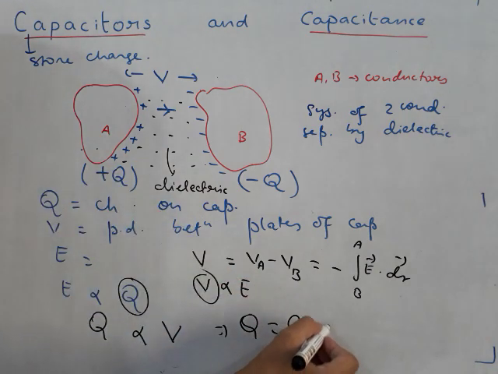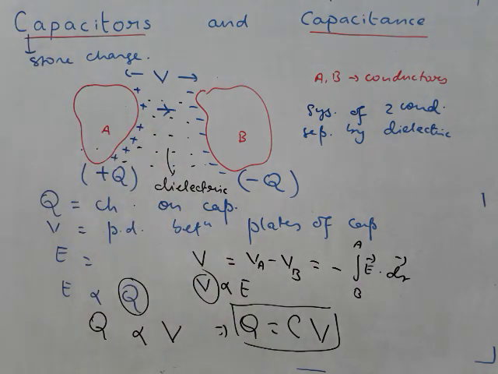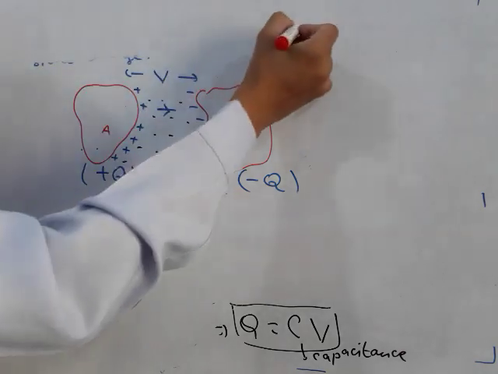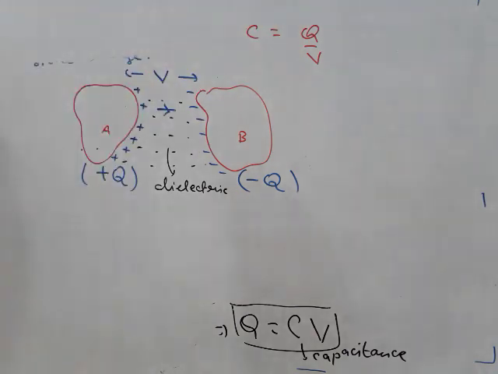That constant we write as C, and C is called capacitance. It is a constant of proportionality and we call it capacitance. Next we should note that when we write Q is equal to CV, we can also write it like so, that C is equal to Q upon V.